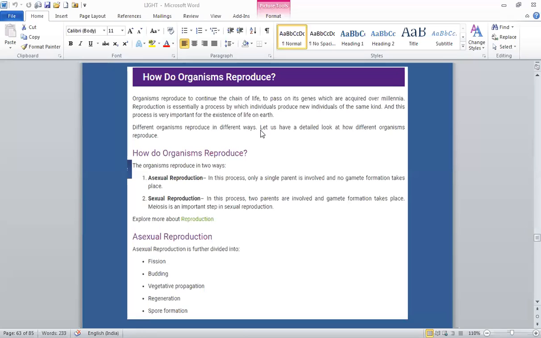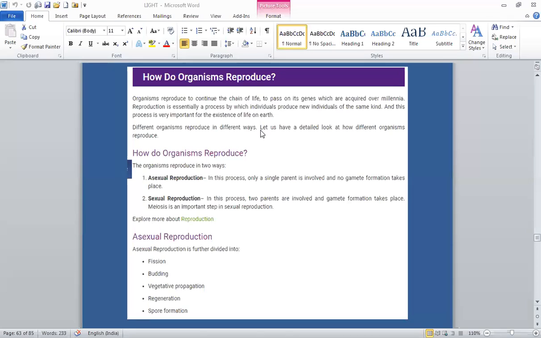So we can say these all are the importance of variations. Variations are important for the struggle of existence, for organic evolution, and for new varieties. These all are the importance of variations.